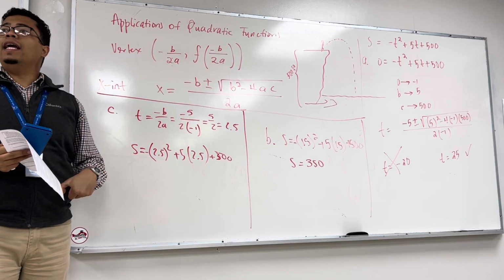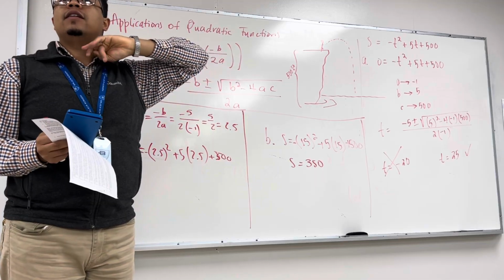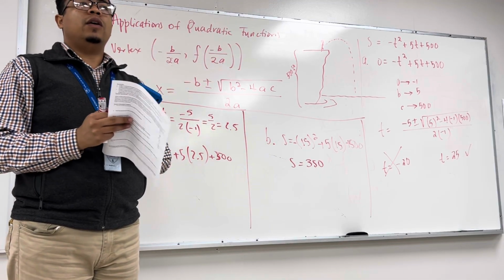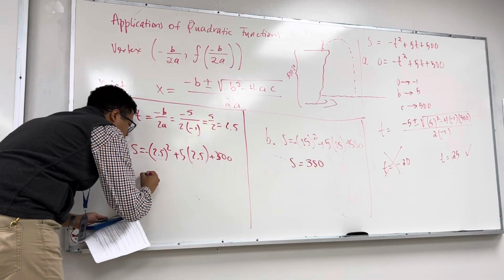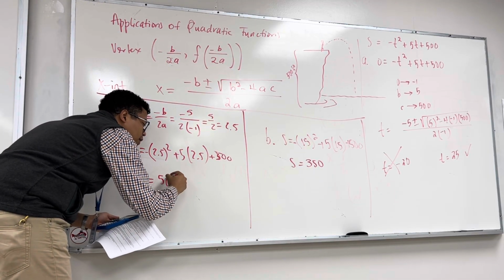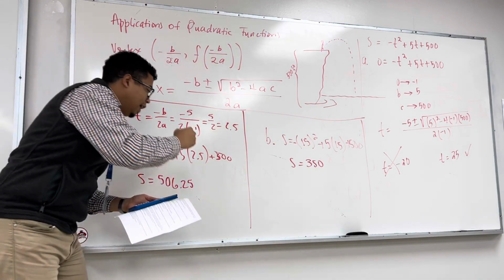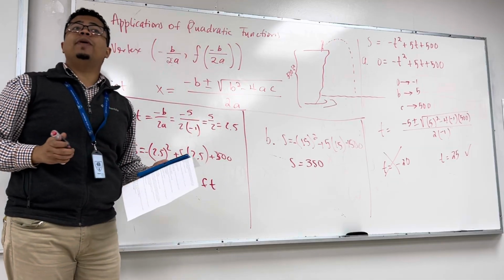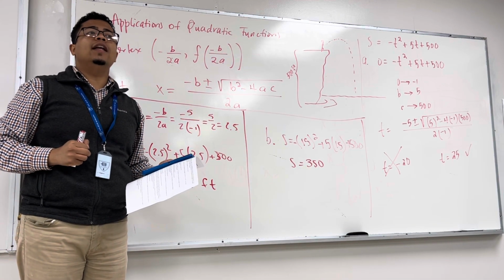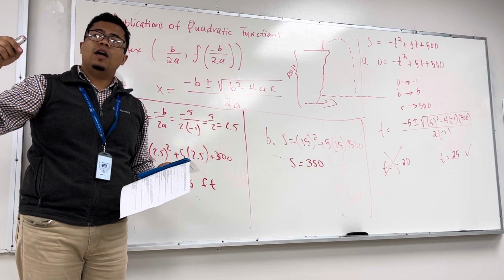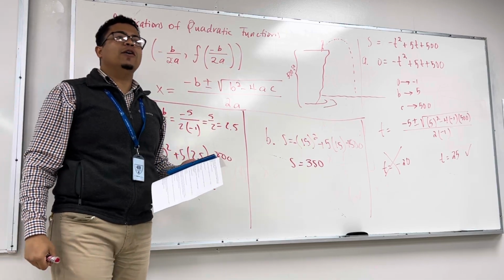Now go ahead and plug that time value into the function. See what you get for S. What did you get? 506.25. Is that what everyone else got? Yes. Feet. What would the answer be? The maximum height of the pebble. Listen up. The maximum height that the pebble would reach would be 506.25 feet. Does that make sense to everyone? Yes.